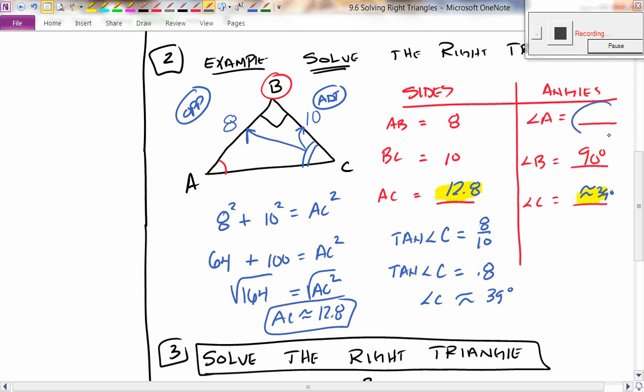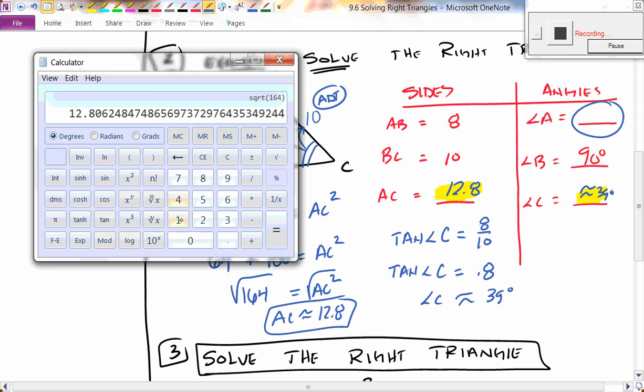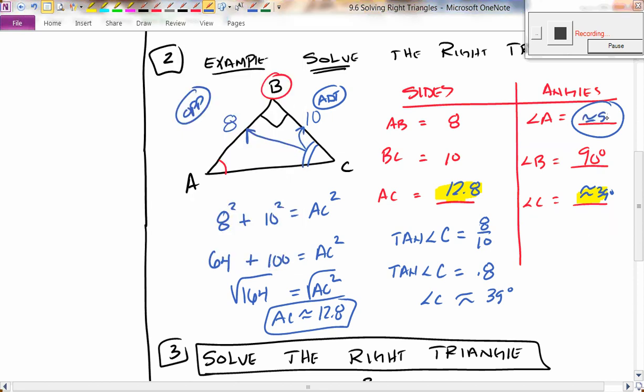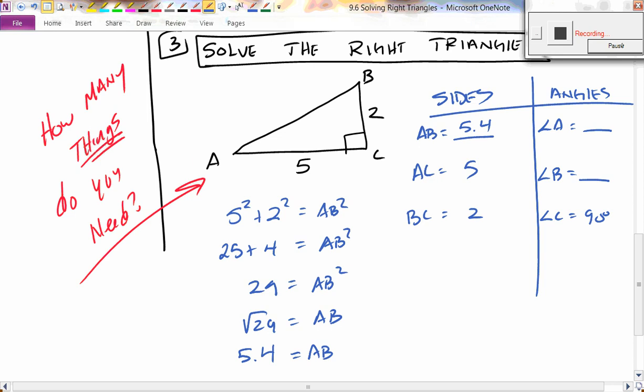Okay, do I have to do it again to get angle A? No, there's a faster way. What's the faster way? Yes, Ursula. There you go. Let's just do 180, subtract off 90, subtract off 39, and that gives us about 51 degrees.